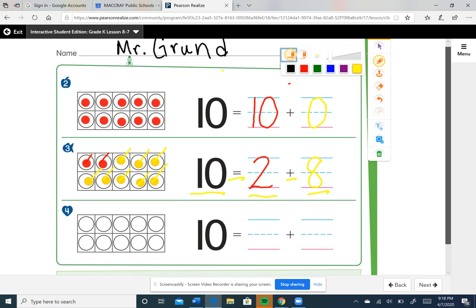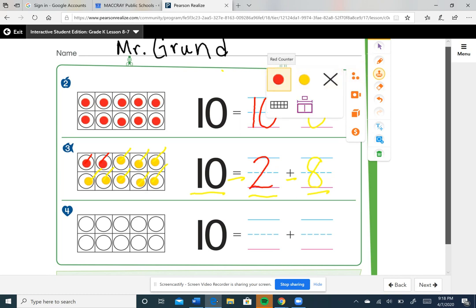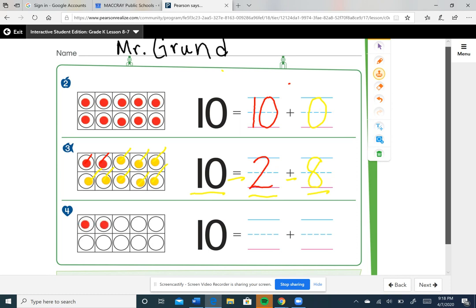All right, the last one on this page, same thing. You can pick your counters up and shake again. All right, it's okay if we have different answers. That's just how it works sometimes, because there's a lot of ways to make 10. Oop, I forgot to get my counters.